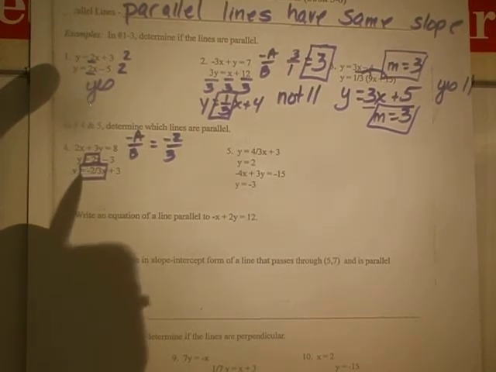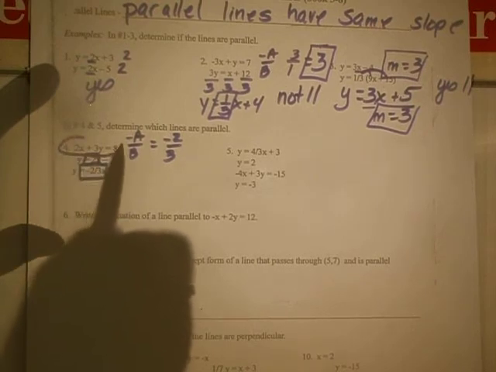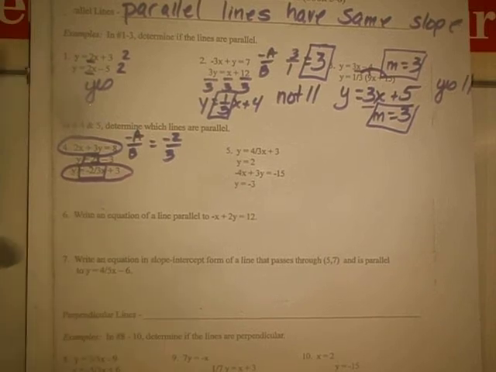And the slope of the third one is negative 2/3. And we know that because these are both in slope-intercept form. So the first one has a slope of negative 2/3. The last one has a slope of negative 2/3. And those two are parallel. They both have a slope of negative 2/3, so they're parallel.